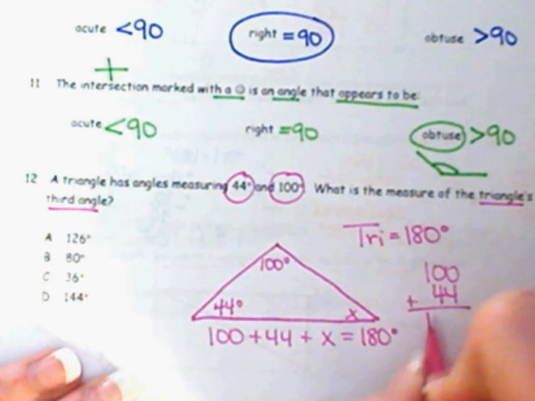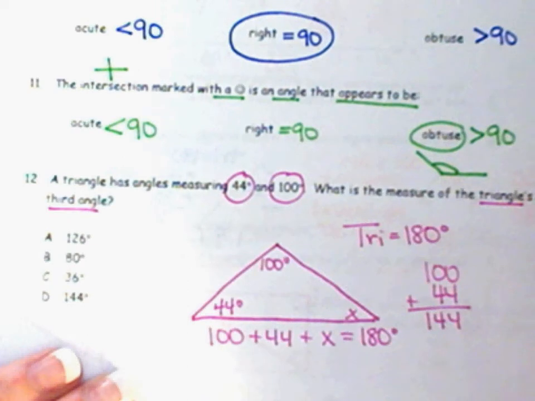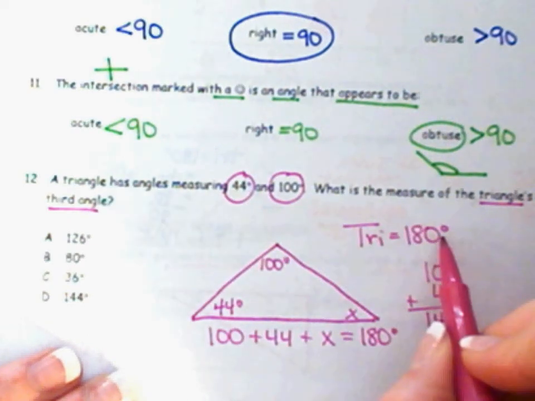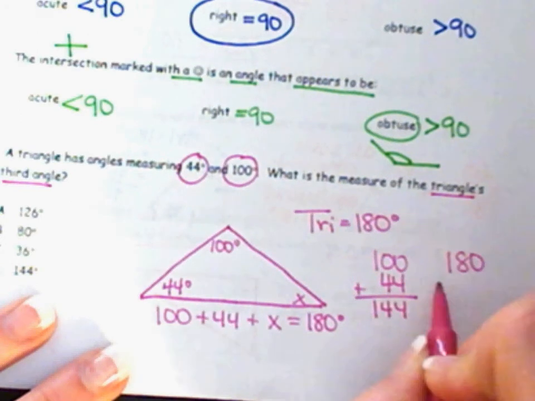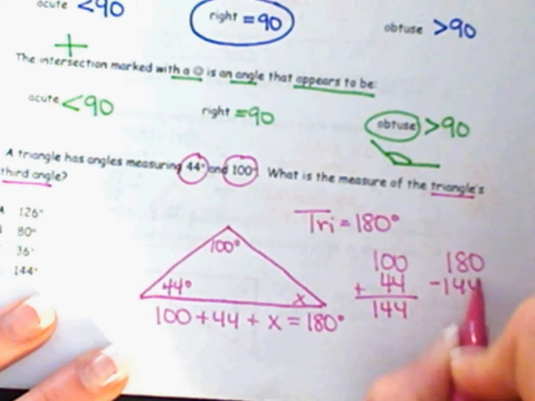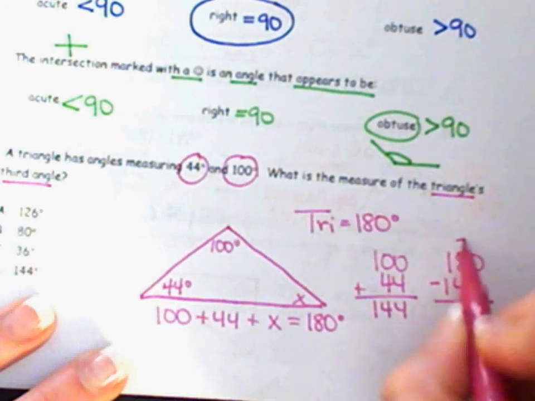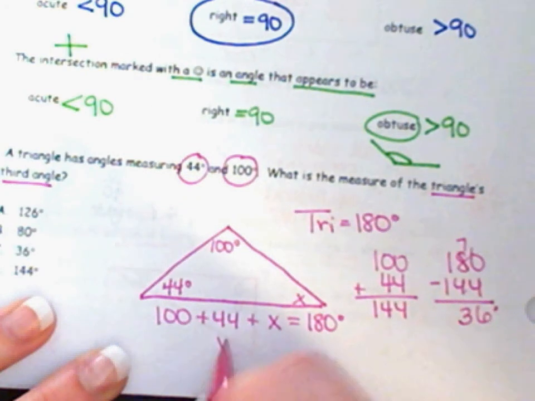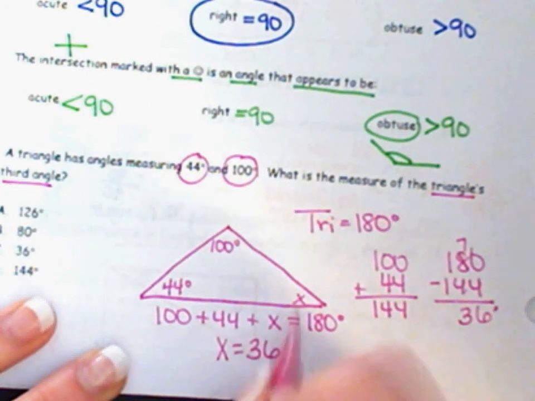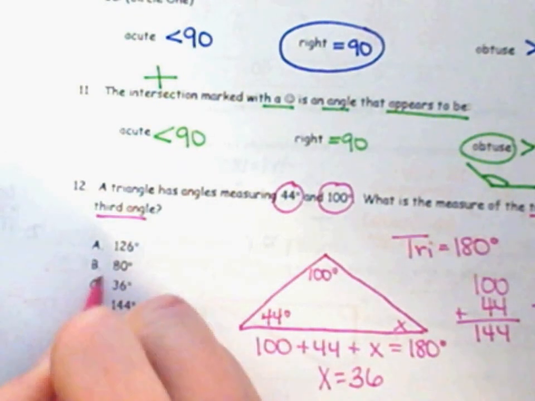So let's first total what we have. We have 144. Added together is 144. We know we need 180. So start with 180, subtract 144. And we are missing 36. So x equals 36, meaning our missing angle is 36. Our answer is C.